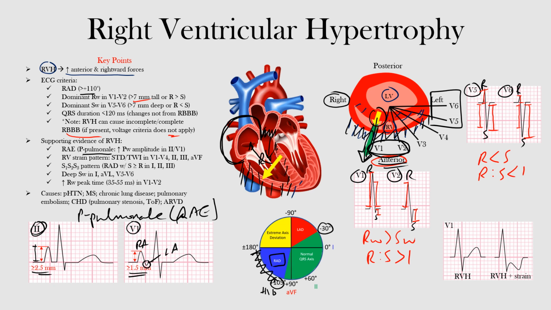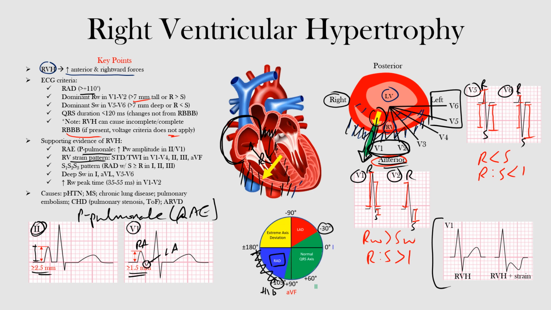All right, another supporting finding is called right ventricular strain pattern. These are secondary ST segment and T wave changes that arise from repolarization abnormalities secondary to the hypertrophied ventricle. In right ventricular hypertrophy, we see ST depression and T wave inversion in leads V1 to V4, as well as in the inferior leads 2, 3, and AVF. So now we're looking at this right ventricular strain pattern, and that's over here.